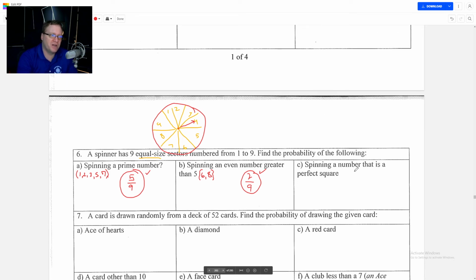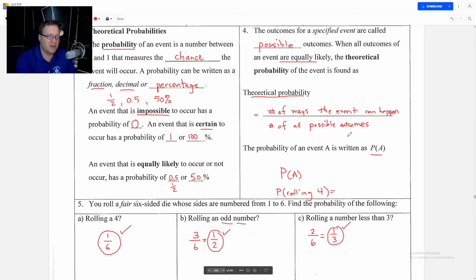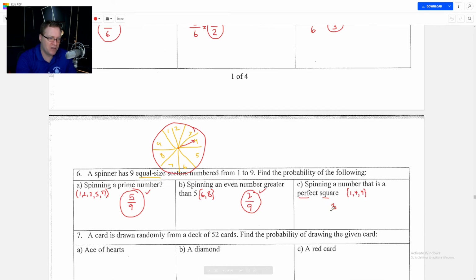Next, we want to spin a number that is a perfect square. All right. Well, which numbers between 1 and 9 are perfect squares? Well, 1 times 1 is 1. It's a perfect square. 4 is a perfect square because 2 times 2 is 4. And 9 is a perfect square because 3 times 3 is 9. So the number of ways that we can get a perfect square is 3. And the total possible is still 9. So then we can reduce this down to 1/3. And that is the probability that we get a perfect square.